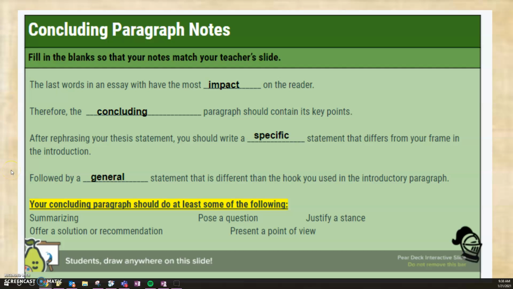A concluding paragraph is the last words in an essay that will have the most impact on the reader. Therefore, the concluding paragraph should contain its key points. After rephrasing your thesis statement, you should write a specific statement that differs from your frame in the introduction, followed by a general statement that is different than the hook that you used in the introductory paragraph. A concluding paragraph should do at least some of the following: summarizing, offering a solution or recommendation, posing a question, justifying a stance or belief, or presenting a point of view.